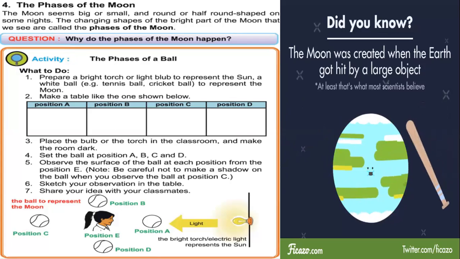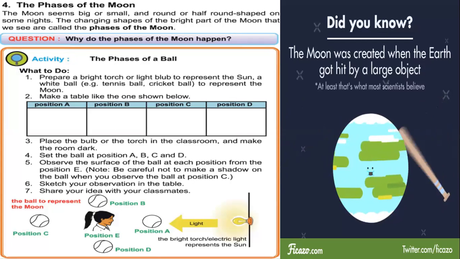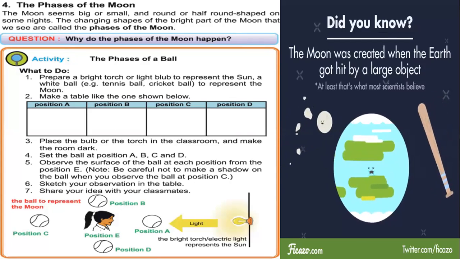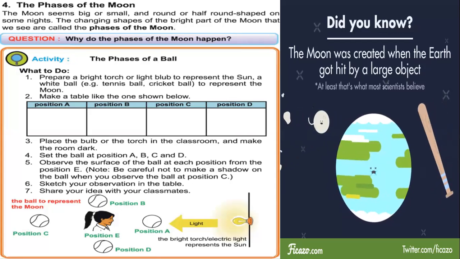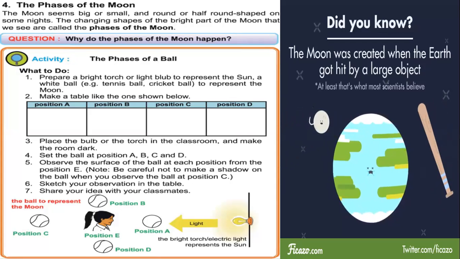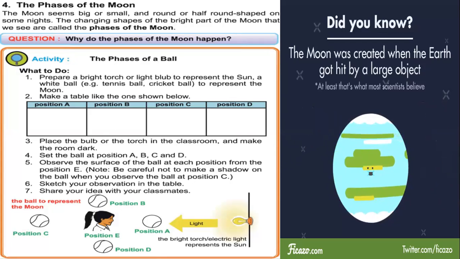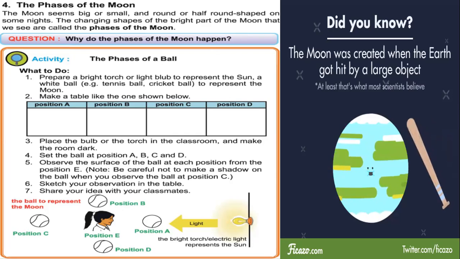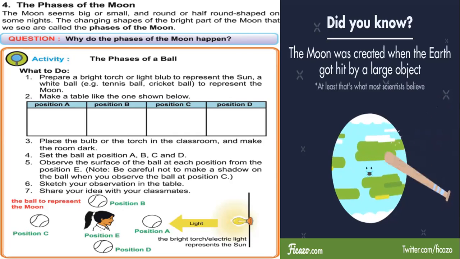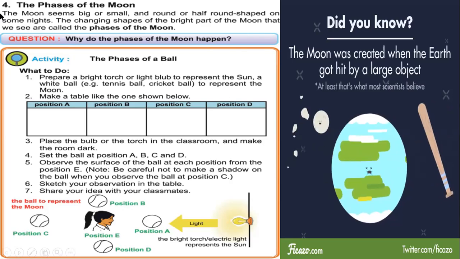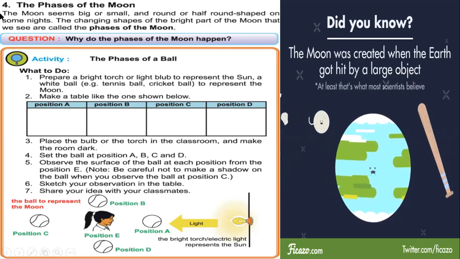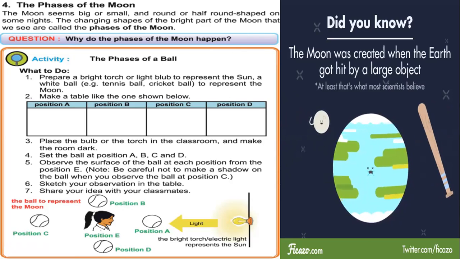If you ask me where I got that source of information, look, most scientists used to believe this, that the moon was created when the earth got hit by a large object. Okay, so have a look. We know that the moon is the satellite, the only satellite of the earth.